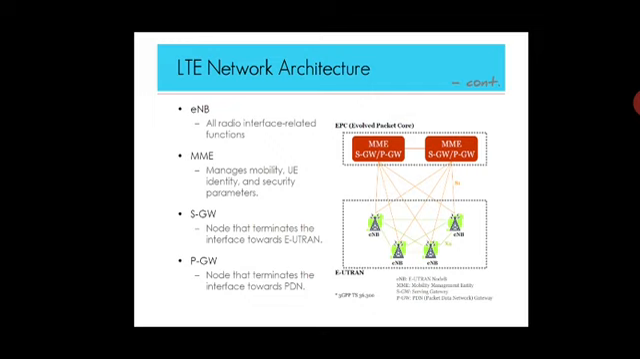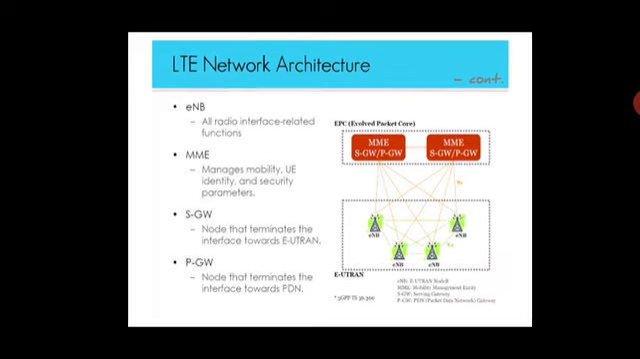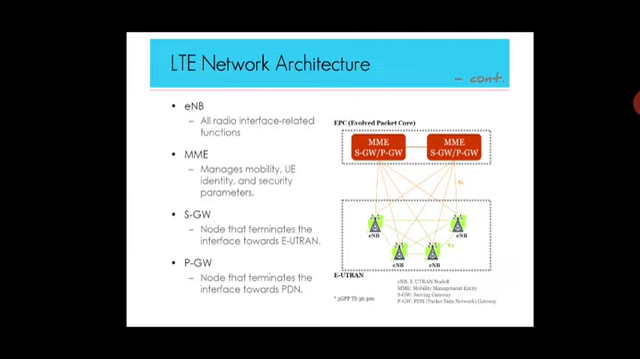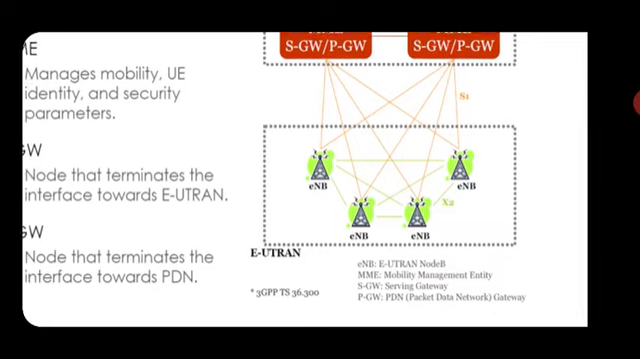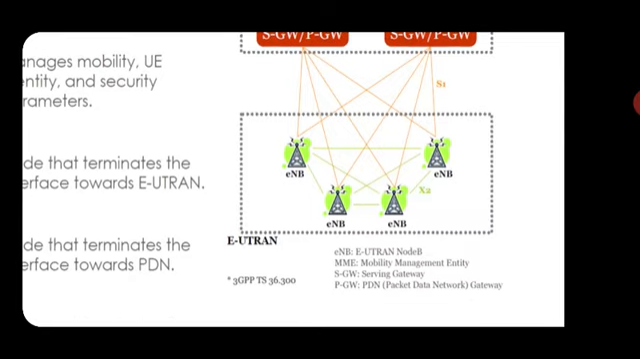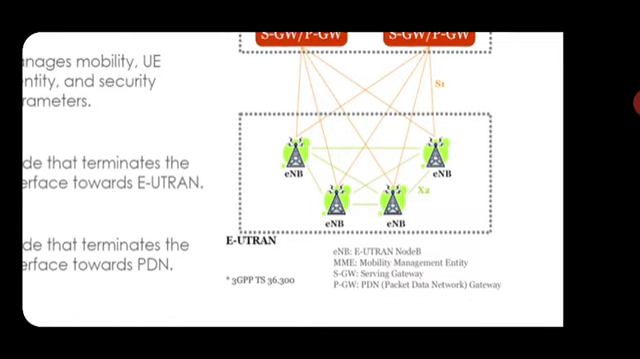Now, the SGW is the node that terminates the interface towards E-UTRAN. It means it is a gateway of connections. PGW is the packet gateway, a gateway of the network with packets attached. The interface is towards the PDN, that is public data networks or packet data networks. We call it a PDN.